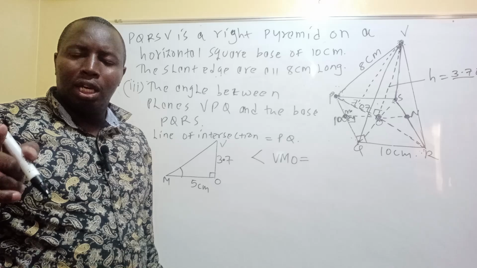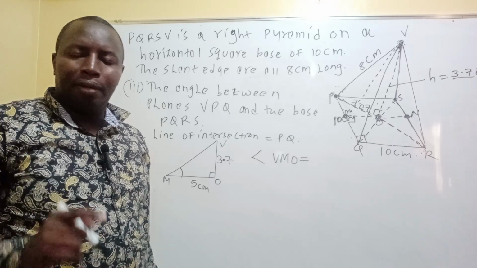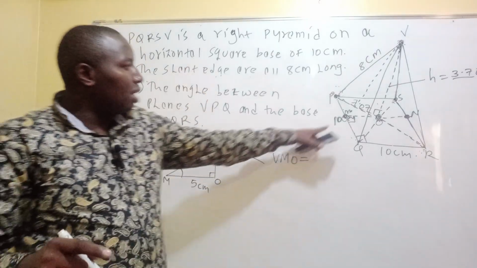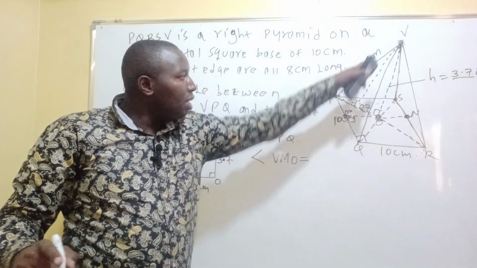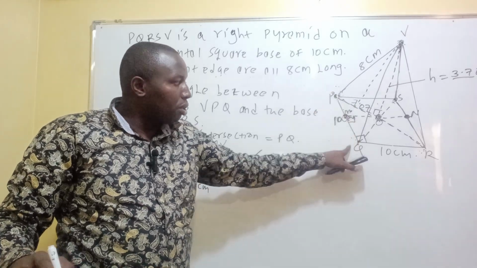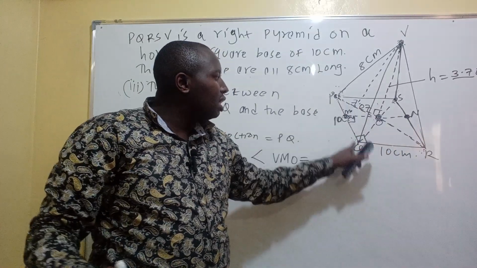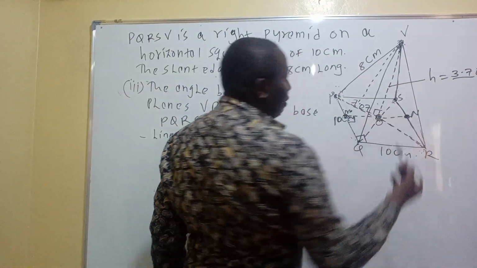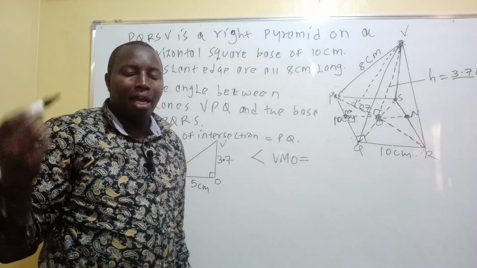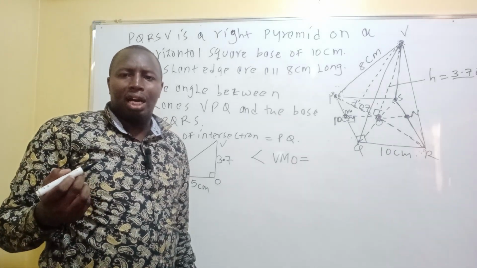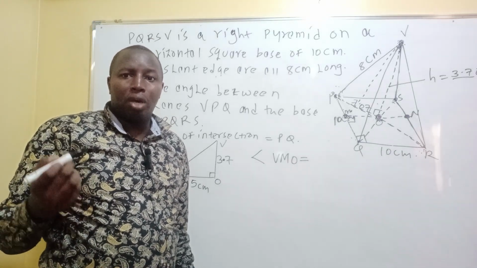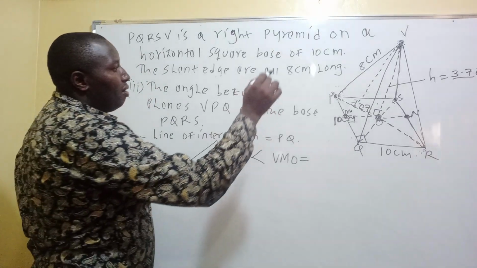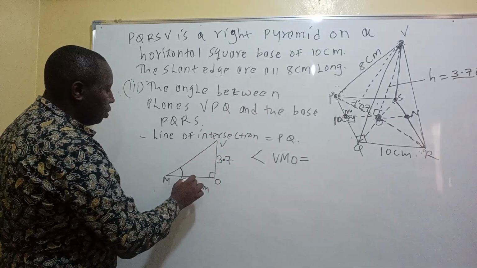The angle between two planes is the angle between two lines, one on each plane, that are perpendicular at a point on the line of intersection. So this line VM makes an angle of 90 degrees with PQ, and MN makes an angle of 90 degrees with the line PQ. So the required angle is VMN, which is VMO, this one.